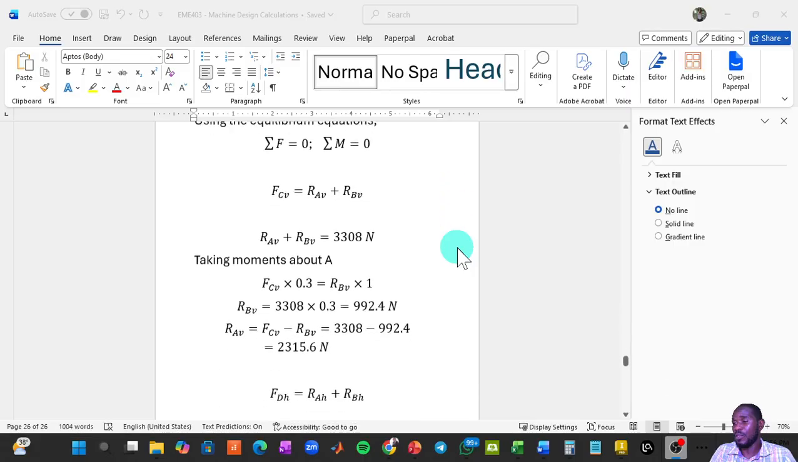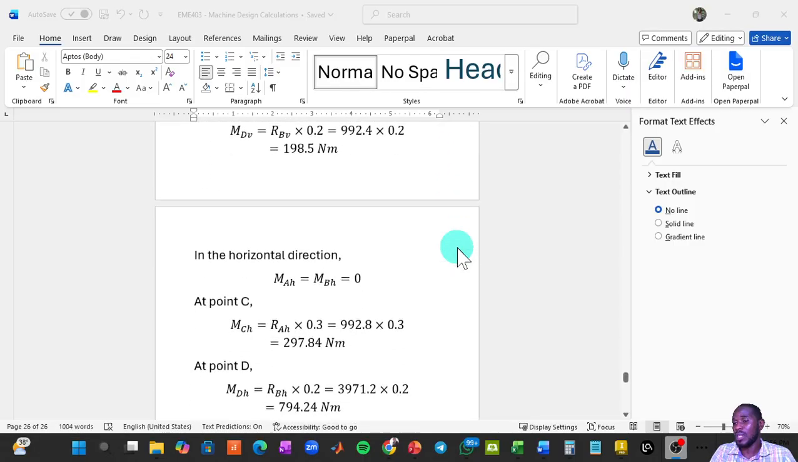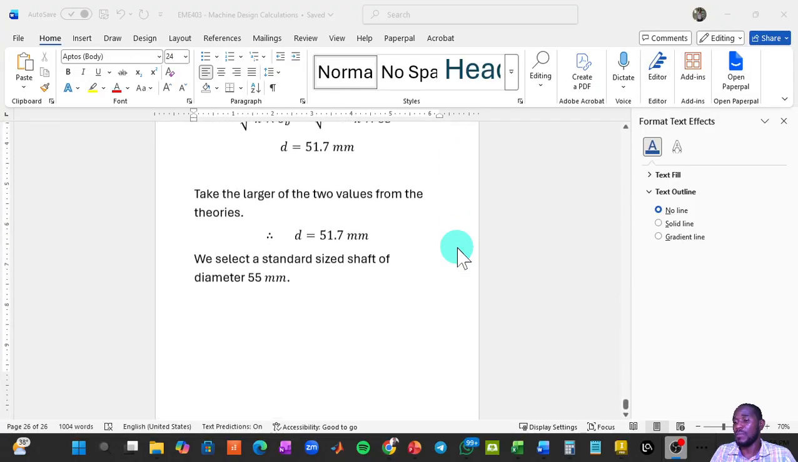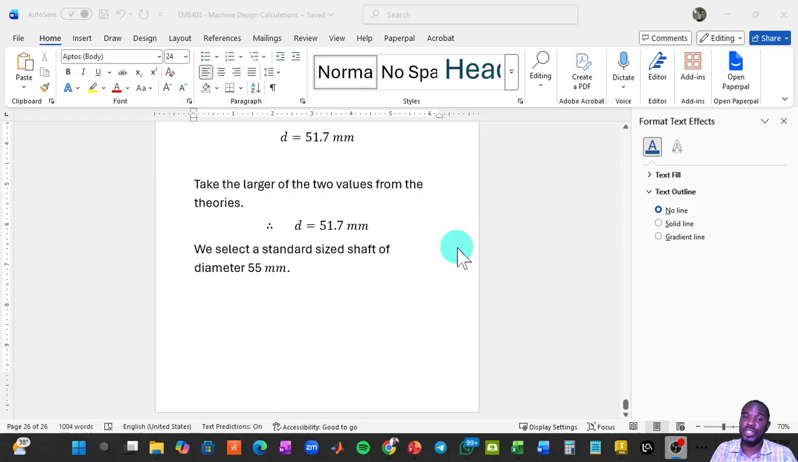For this question, the selected diameter is 55 millimeters. A solid shaft of size 55 millimeters will function safely under the conditions provided in the question.